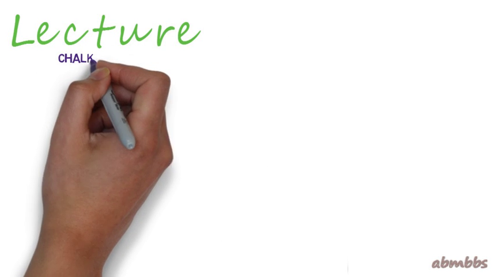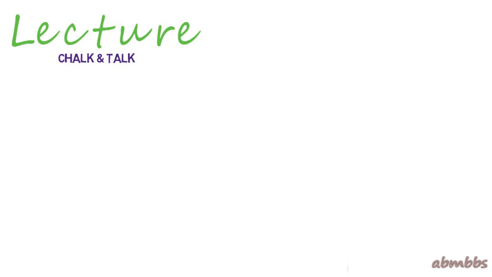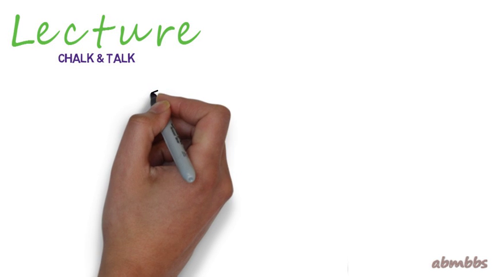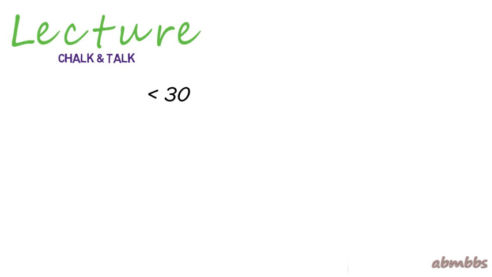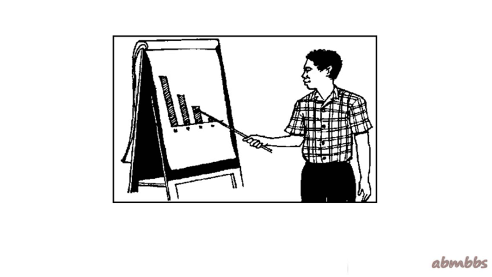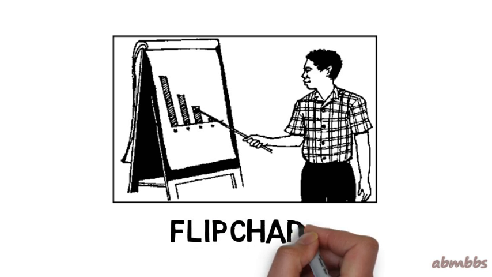First is lecture. It is known as chalk and talk. It is basically a carefully prepared oral presentation of facts and ideas by a qualified person. The chalk here acts as a visual component. The class size should be less than 30 and the duration should not exceed 15 to 20 minutes. The lecturer can also use certain audiovisual aids to hold the attention of the audience, like flip charts.